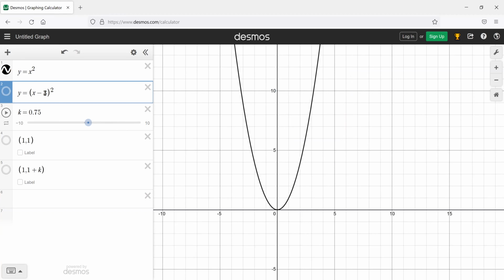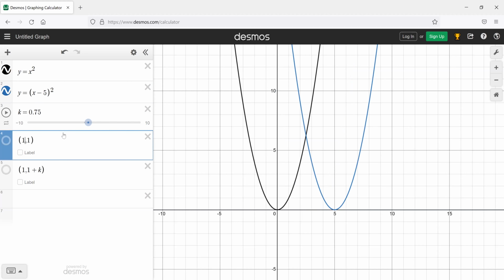So what do you think x minus 5 will look like? I think it'll move over to the right 5. By 5. Okay. The vertex is at 0, 0, and the new vertex is at 5, 0. You can see that there.